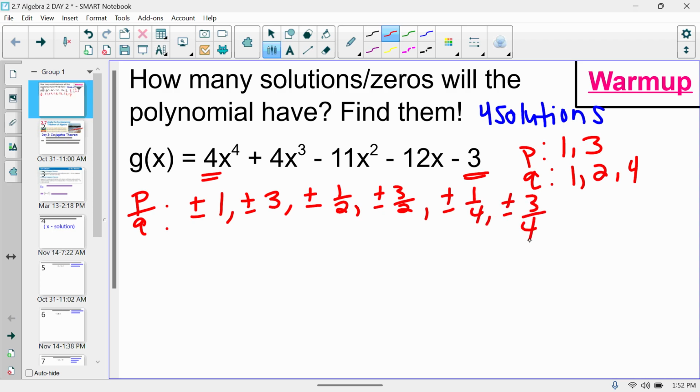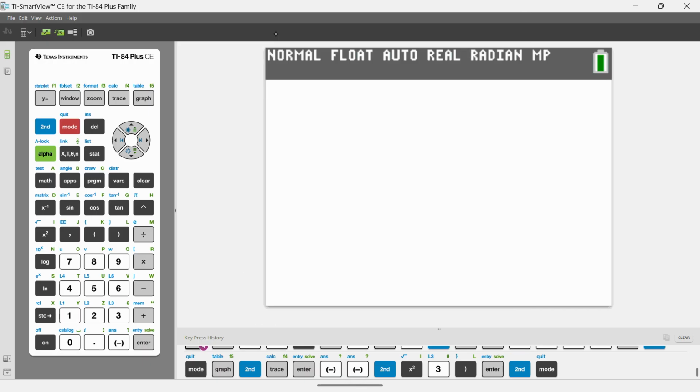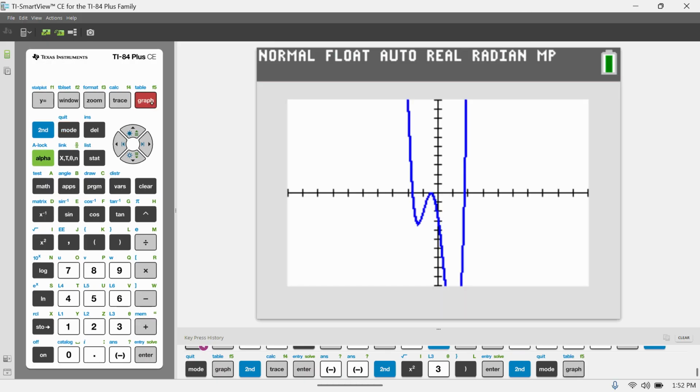So then we would actually type this polynomial into our graphing calculator and see, does it look like it crosses at any of these places, right? Because we don't want to do synthetic division 12 times, right? We want to narrow down the possibilities. So if you look at the graph, I already have the equation typed into y equals. You can see 3 places where it crosses the x-axis.